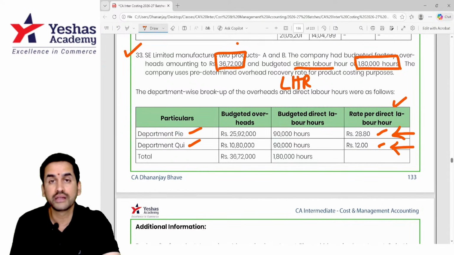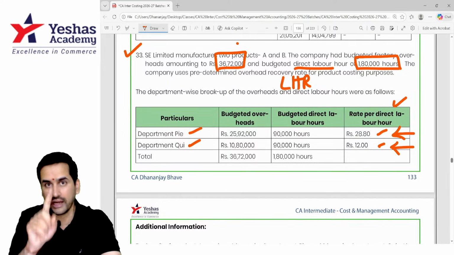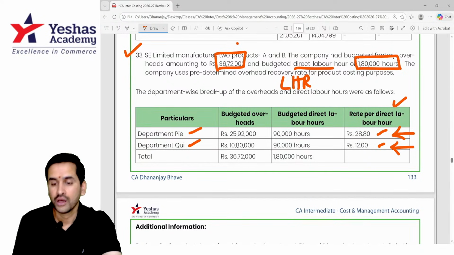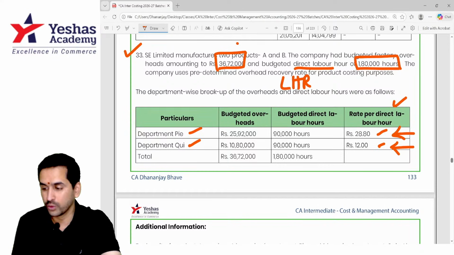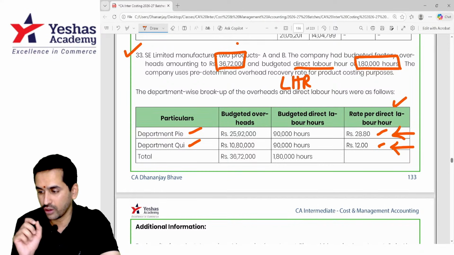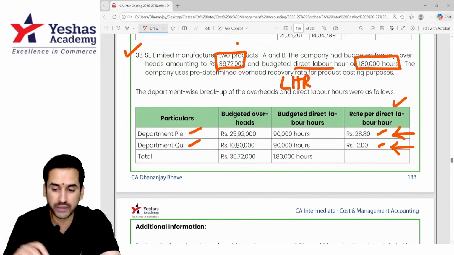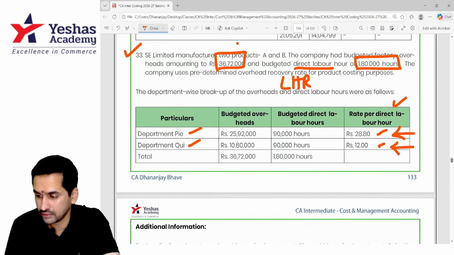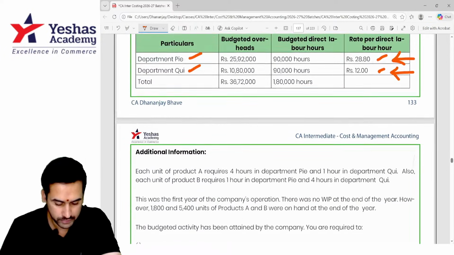If you remember in the class material, we had discussed this blanket overhead rate, one rate for the whole organization, versus department wise overhead rate, where you calculate overhead for each department, correct? That's what they have done in the question. Moving forward, additional information.